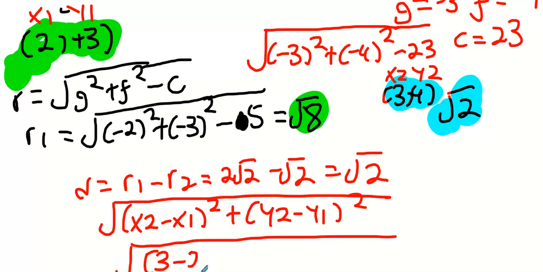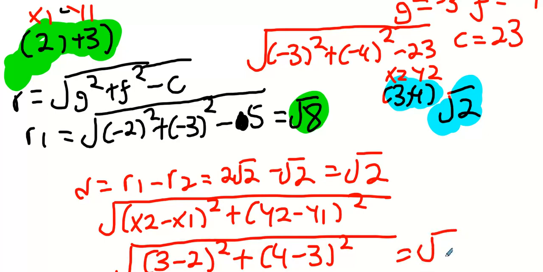3 minus 2 squared, yeah. And then the next part, 4 take 3 squared, and lo and behold, it is root 2. Therefore, they touch, apparently. Is that right? Cool. All right.